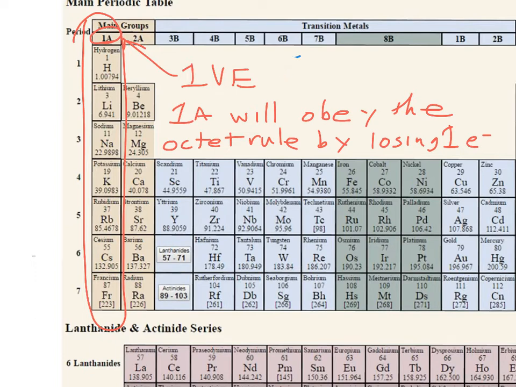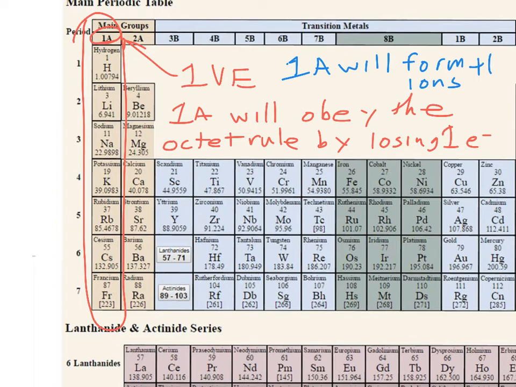That means that all the elements in group 1A will form +1 ions to obey the octet rule.